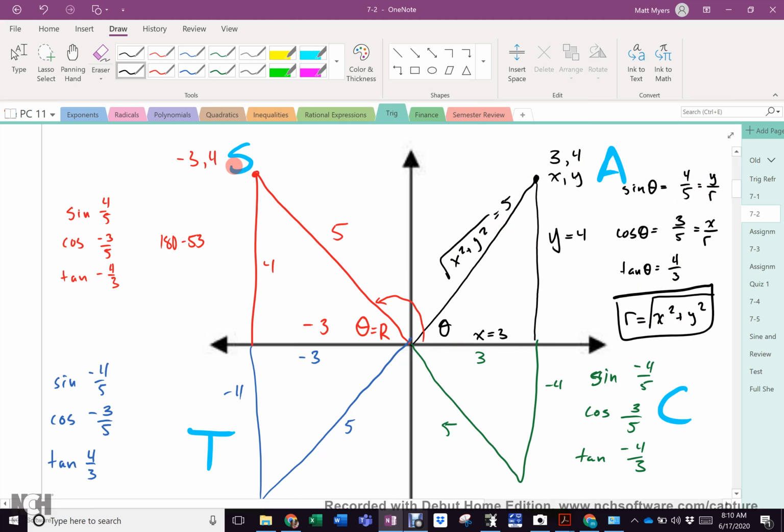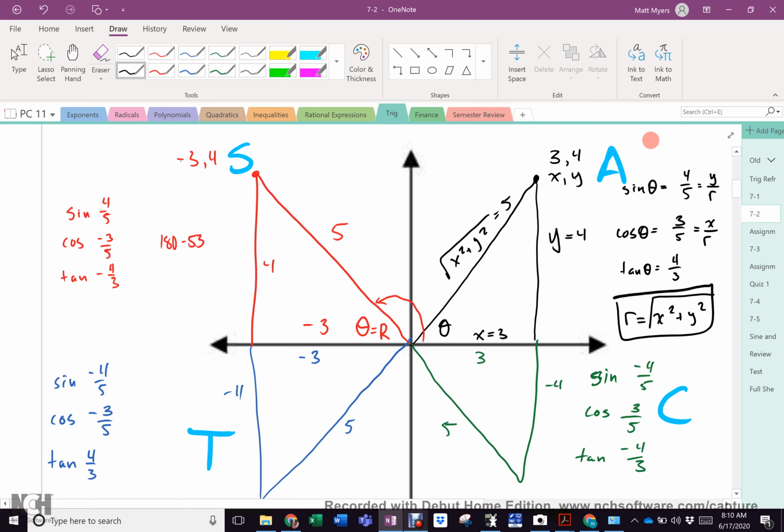Now notice over here in red, it's negative 3 and positive 4. So my sine stays positive, but my cos and my tan go negative. Down here, my sine has gone negative, my cos is negative, but my tan is positive. And over here, my cosine is positive, but my sine and my tan are negative. And that sets up this.